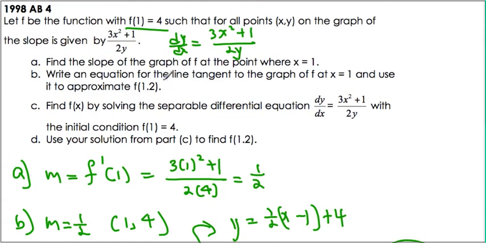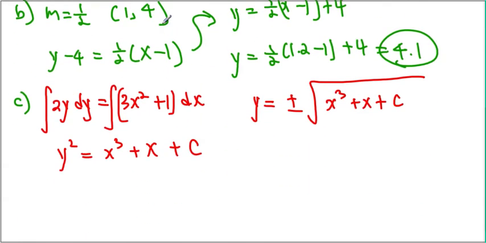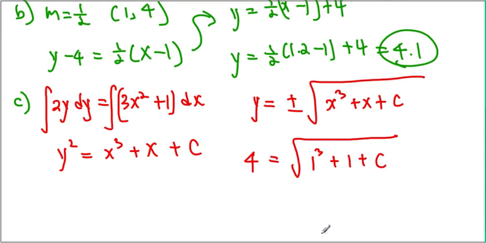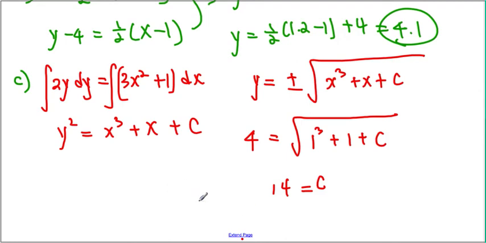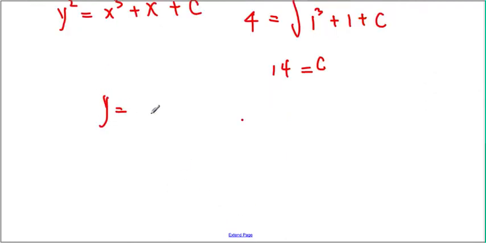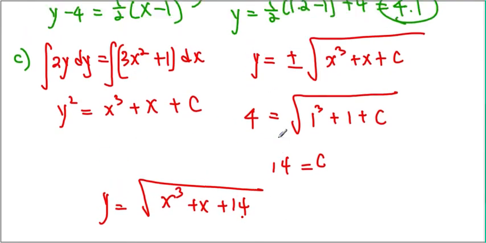Since we know that f of 1 was equal to 4, once you plug in 1 in place of x, we should be able to get 4, and we know that the expression has to be positive. So we have 4 equals the square root of 1 cubed plus 1 plus c. Since the inside has to be equal to 16, we realize that c will be equal to 14. So therefore, our final answer is y equals the square root of x cubed plus x plus 14. That becomes our answer.